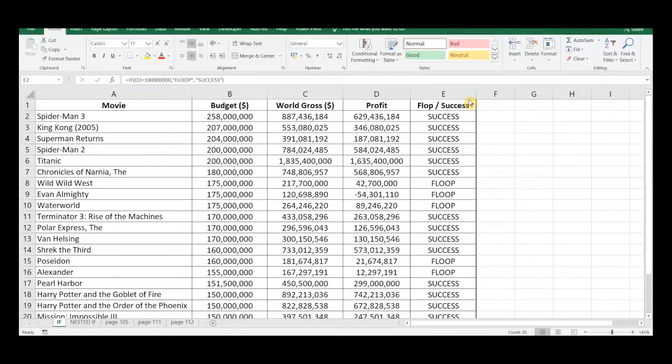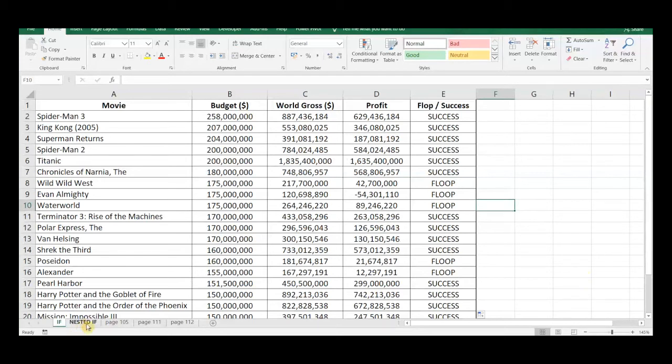Meron po tayong isa pang topic, yung tinatawag nating nested if. Yung nested if naman is kapag multiple conditions yung inilalagay natin or ginagamit natin, yung more than one if. Okay? Pag more than one if. So, paano po siya natin gagawin?